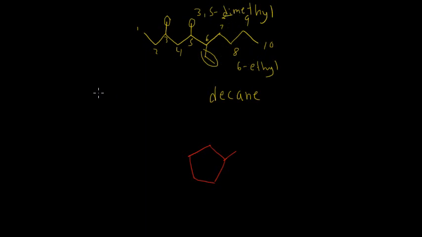So this would be named as 6-ethyl and then a dash 3,5-dimethyl decane. So this compound right here, 6-ethyl-3,5-dimethyldecane.